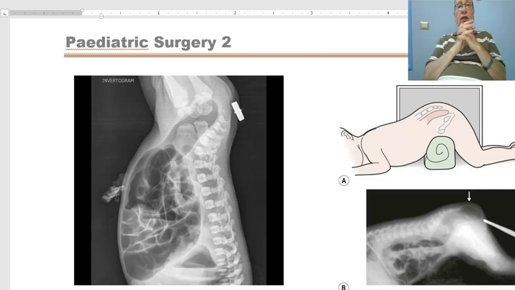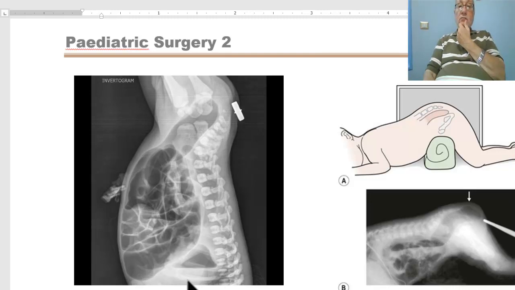Investigations for anorectal anomalies and imperforate anus. First of all, plain X-ray of the pelvis in lateral view. In lateral view, either invertogram, with the baby inverted, the head down and the leg above, or the head here and the leg here.